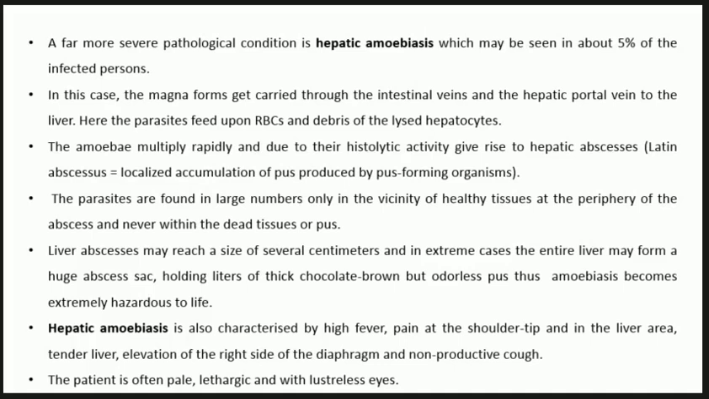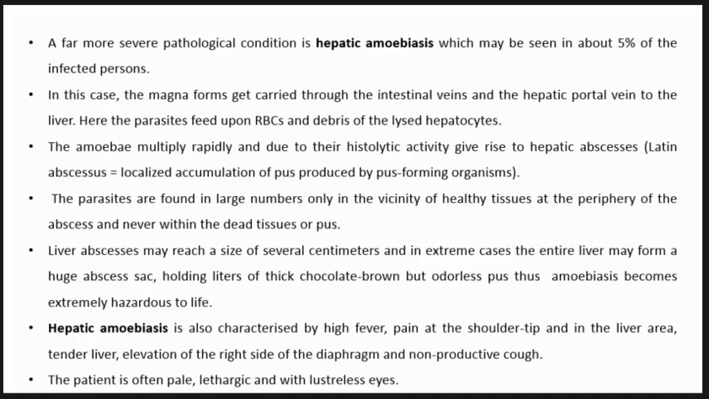Parasites are found in large number only in the vicinity of healthy tissue. Remember, wherever you see the abscess, once the abscess formation is there, the parasite will not utilize any part of the liver from the abscessed area. It will start infecting other parts which are actually healthy. So you will find large numbers only in the vicinity of healthy tissue, at the periphery of the abscess, and never within the dead tissues of the pus. Remember this thing. Okay. They will not go in that area, they will start infecting other fresh cells only.